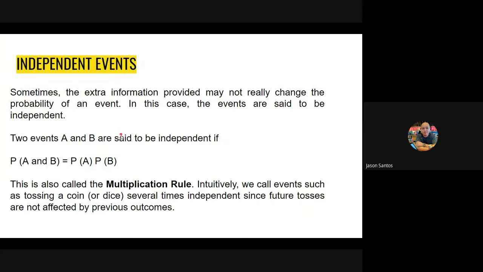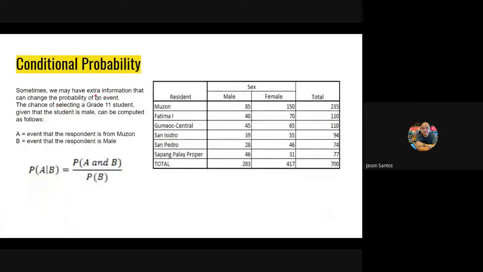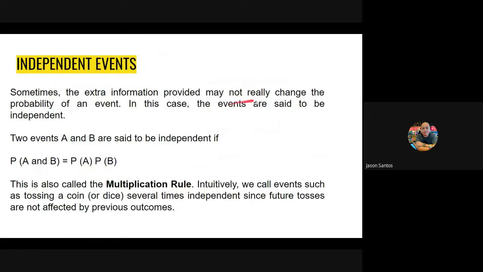Now we come to the second type, which is independent events. With independent events, the extra information may not, let me underscore that, may not really change the probability of an event. Earlier, with conditional probability, extra information can change it. But for independent events, the extra information will not really change the outcome, because those two events are independent, probability A and probability B. This is also called the multiplication rule. Intuitively, we call events such as tossing a coin or dice several times independent, since future tosses are not affected by previous outcomes. No matter how many times you toss a coin or a die, the outcome is still unpredictable, because past events do not predict future events.